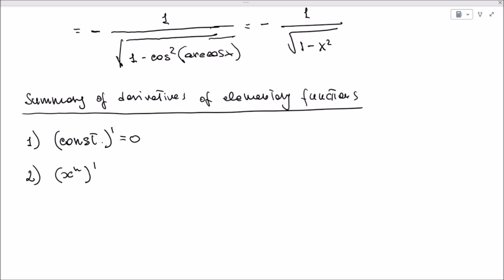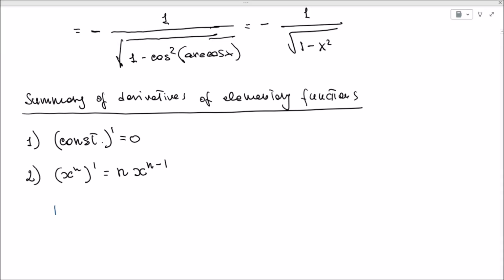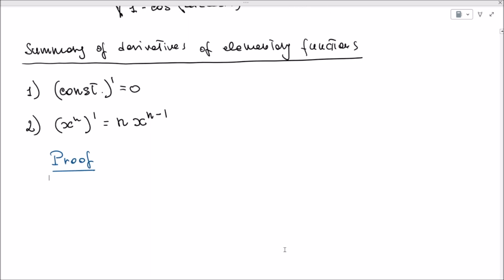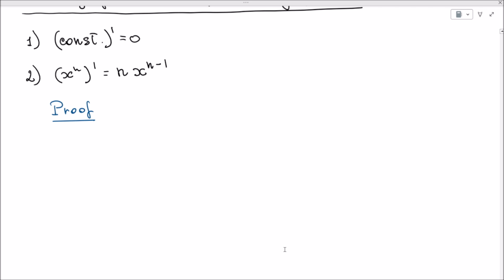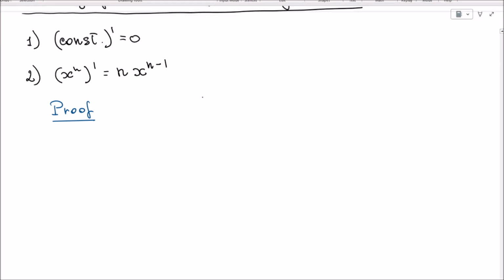Then we have x to the n, the power, okay, with an integer exponent. What will be the derivative of this? This is simply n times x to the n minus 1. We can give different proofs for this. I will just give a proof based on the induction, okay? So this is good also to review the ideas of induction. We need to remember that when making a proof by induction, we need a base case and an induction step.